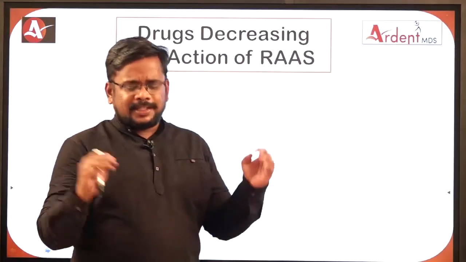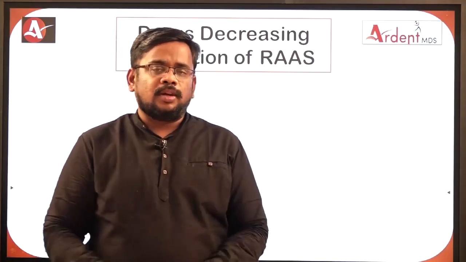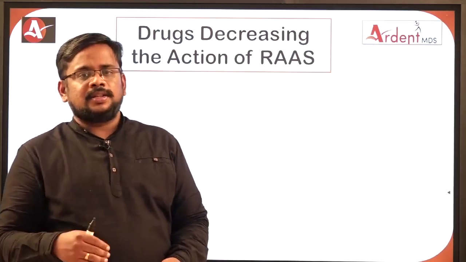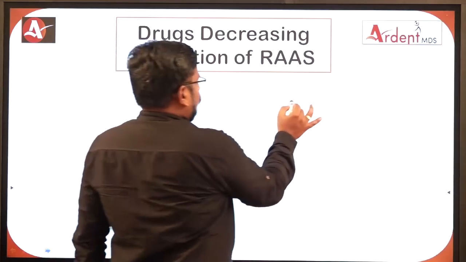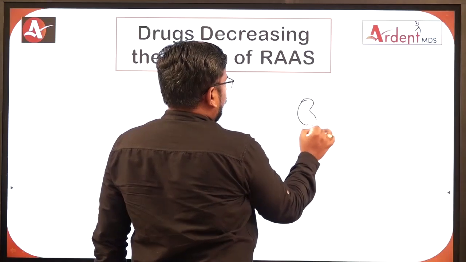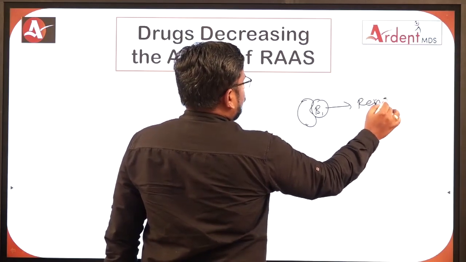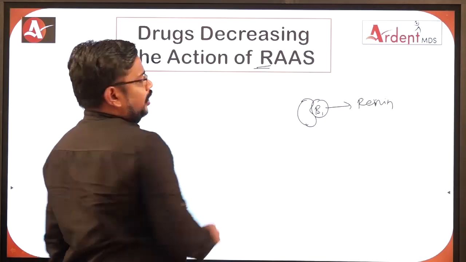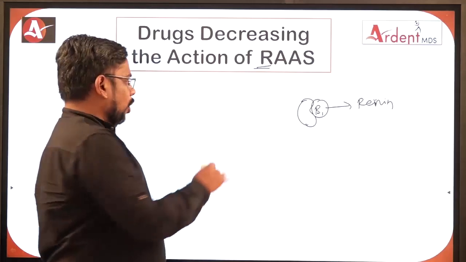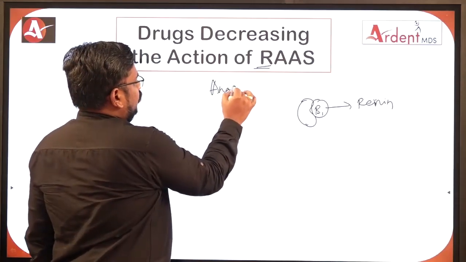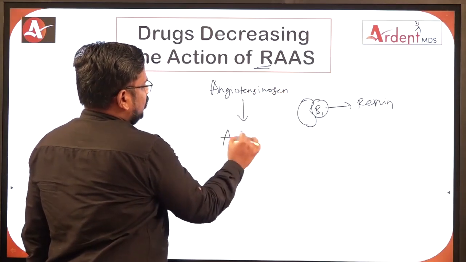Coming to the next mechanism, which is called the renin angiotensin aldosterone system. One of the very frequently asked questions for us: where is this renin released? Some basic things. Renin is released from the kidney. So there is a beta 1 receptor which releases renin. What is the function of this renin? This renin converts angiotensinogen into angiotensin 1.